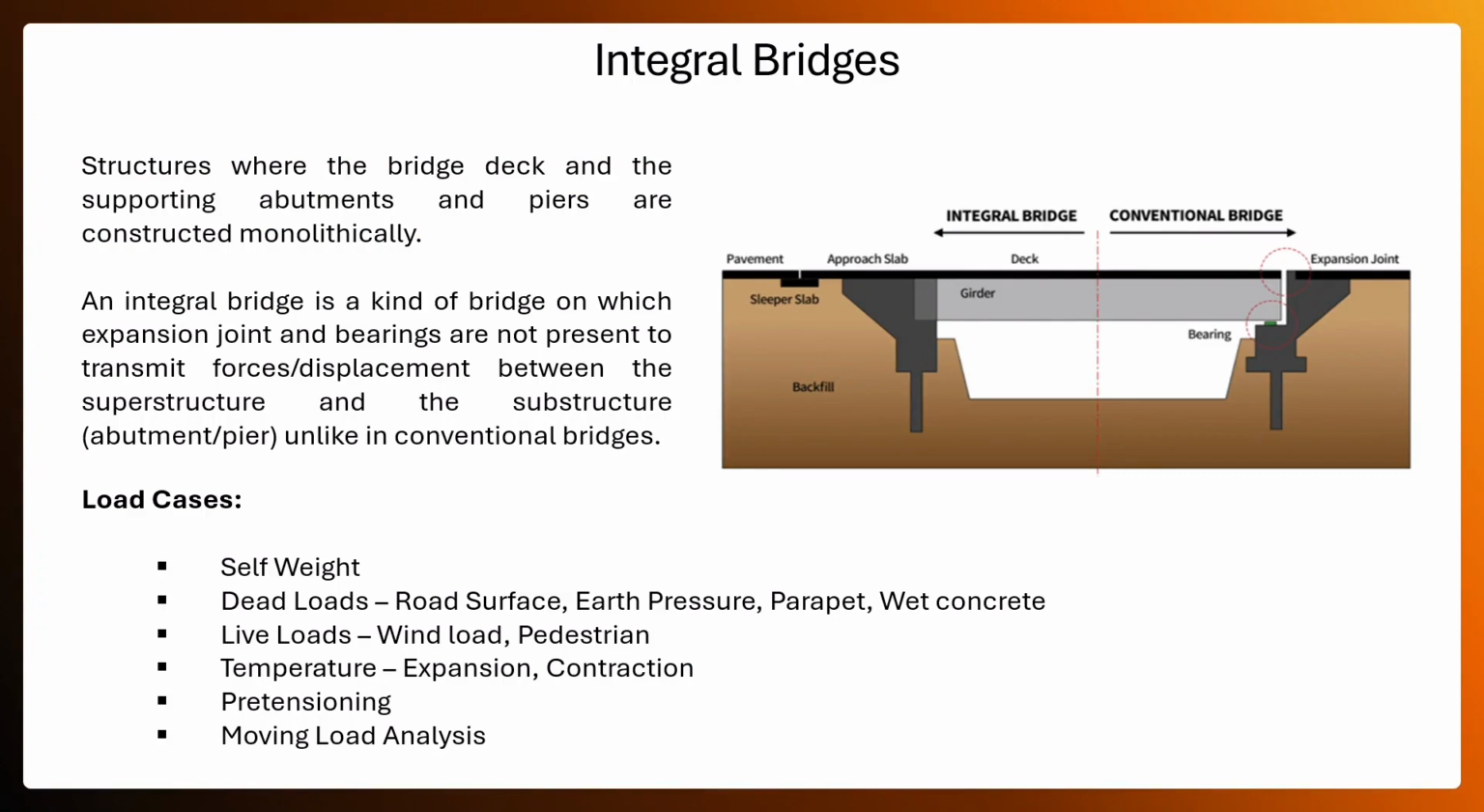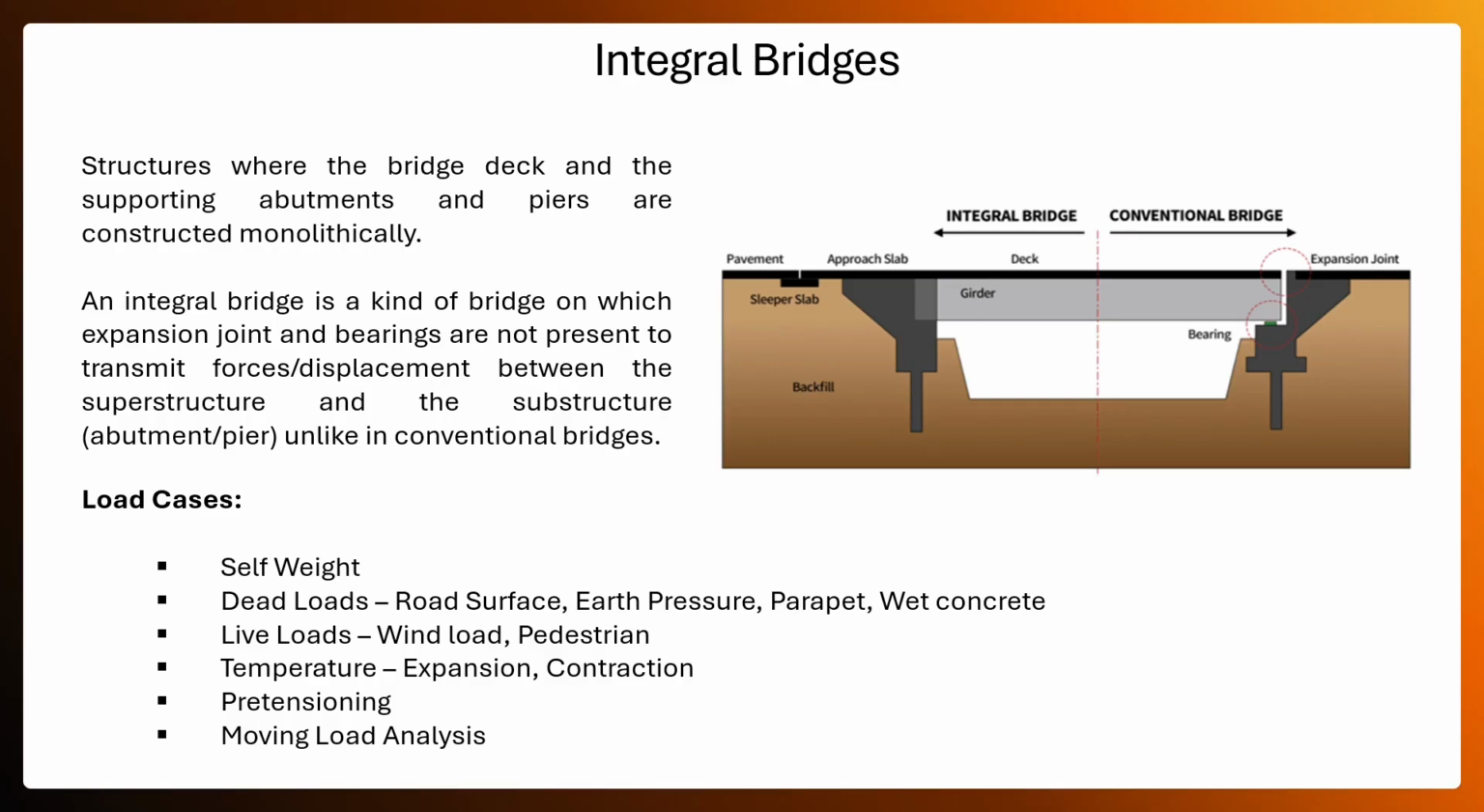So coming to integral bridges, we know that integral bridges are structures where the bridge deck and the supporting abutments and piers are constructed monolithically, and there are no expansion joints or bearings present. Rather, the forces are transmitted directly to the bridge abutments. So this makes integral bridges unique in the sense that the forces are directly transmitted to the abutments, unlike conventional bridges.